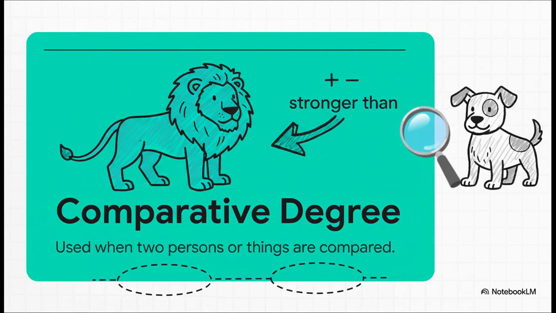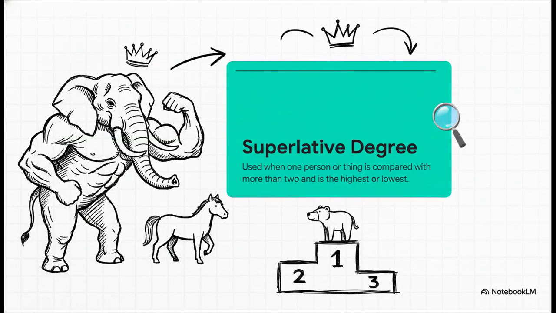Next, we level up to the comparative degree. Now we're bringing a second thing into the picture. This form is used specifically when you're comparing 2 and only 2 things. So now it's, the lion is stronger than the dog. You see that direct head-to-head comparison? And for the final level, we have the superlative degree. This is what you use when you're comparing a whole group of things, 3 or more, and you want to find the one that's at the absolute top of the scale. For instance, the elephant is the strongest animal. He's the champion of the group.